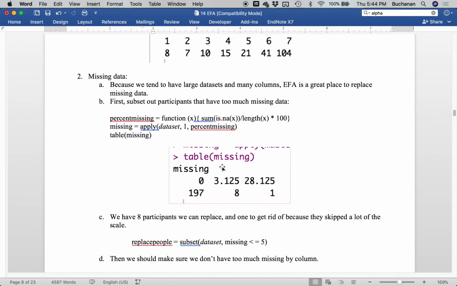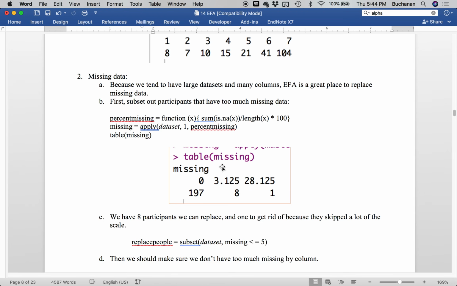All right, we do have missing data, and we have a lot of columns. So this is one of our examples where we're going to get to use mice. EFA is usually a great place to impute missing data, just because we tend to have enough information and enough columns to actually make this work.